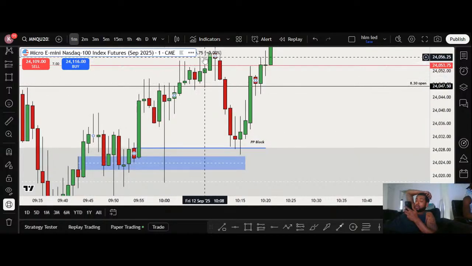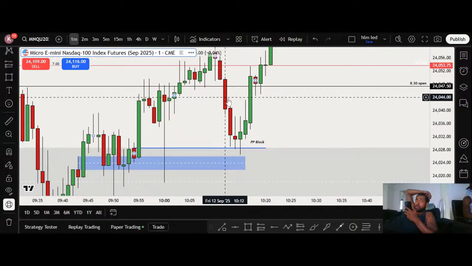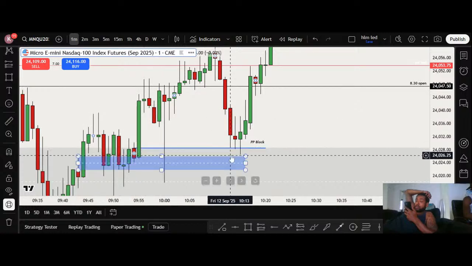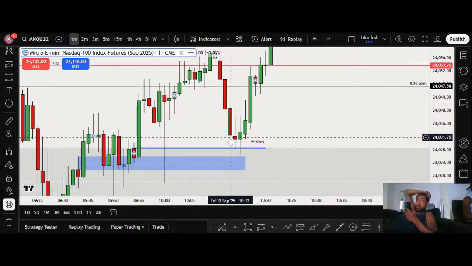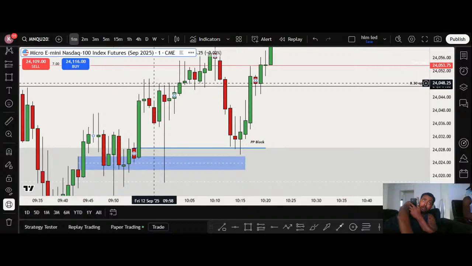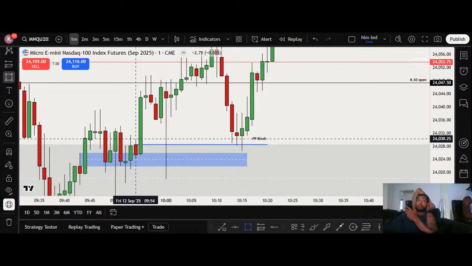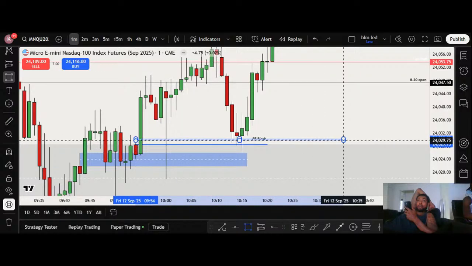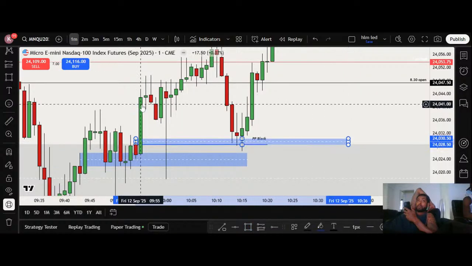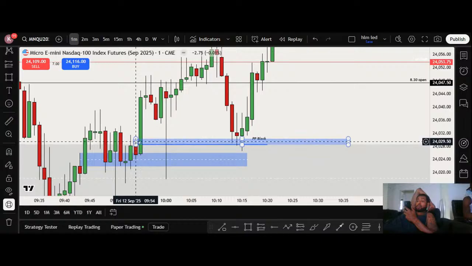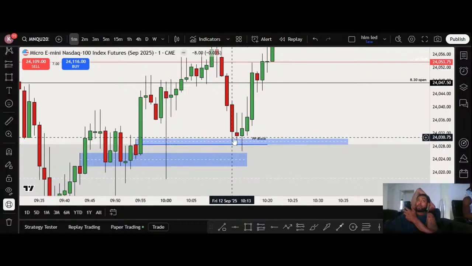So we left the propulsion block and we decided to come back and retest the same propulsion block right here. Look at the bodies. Look at the bodies. If I just draw the wick of this propulsion block, the bodies didn't even care to come into it.